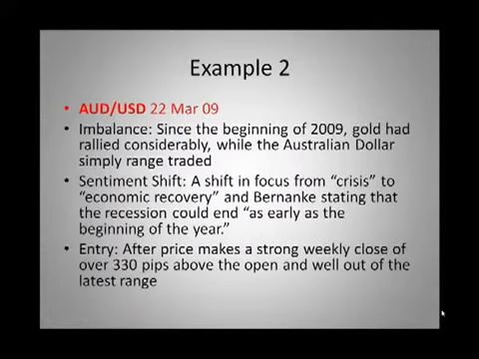The example takes place on the 22nd of March 2009 with the Australian dollar. The imbalance that developed was that since the beginning of 2009, gold had rallied considerably while the Australian dollar simply range traded during the same time period.